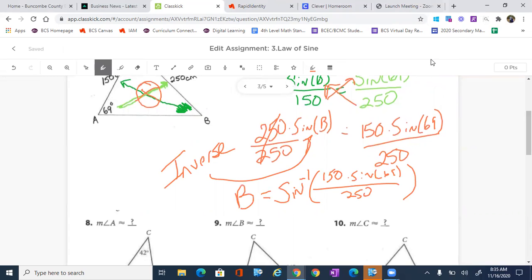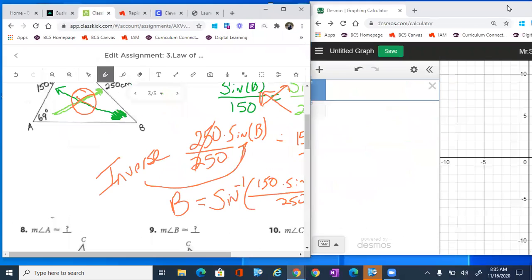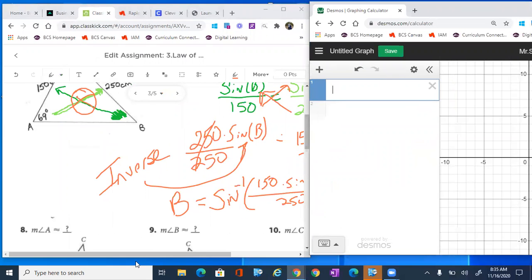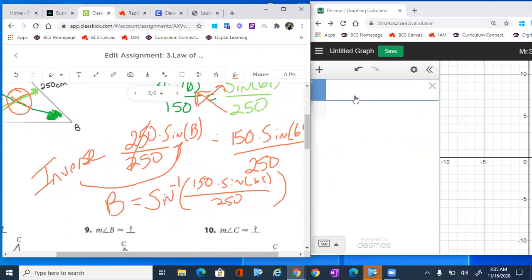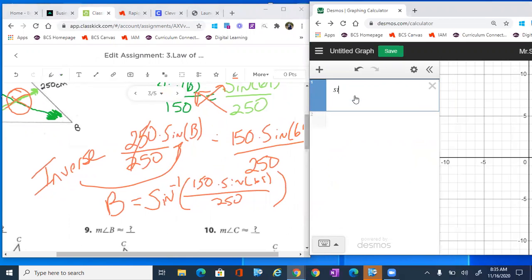Okay, let's go over to Desmos. We'll type this in. You'll notice that I did not take the time to change any of the values right now. I do that last. So sine inverse, I'm going to open up 2 there. I'm going to put 150 times sine of 69. Okay, close. And I'm going to divide that whole entire piece by 250.